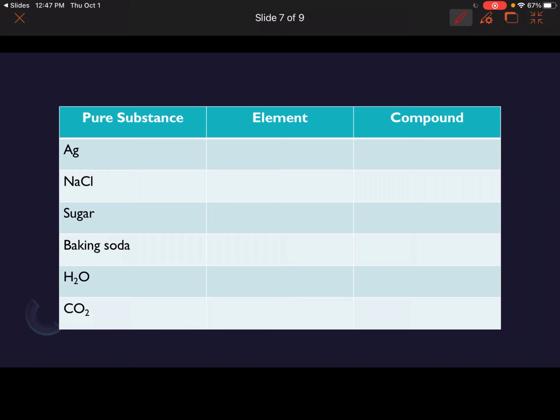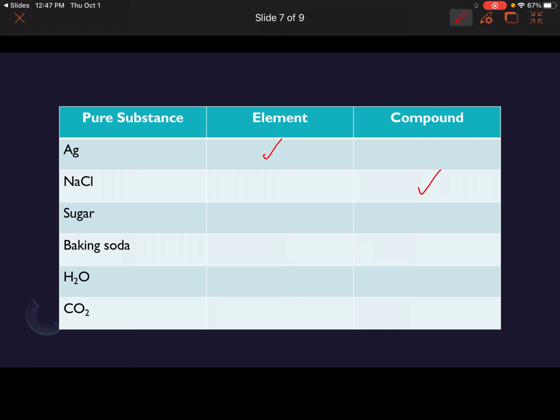Now, we're just going to go through and classify these things as to whether they're elements or compounds. So these are all pure substances. So first here we've got silver. So silver, is it an element or a compound? Hopefully you came up with that being an element. Good. Next one, sodium chloride, element or compound? Compound, because it's got more than one type of atom in it.